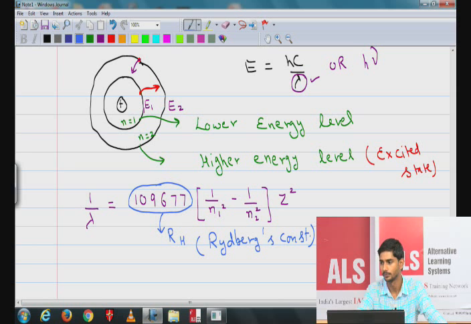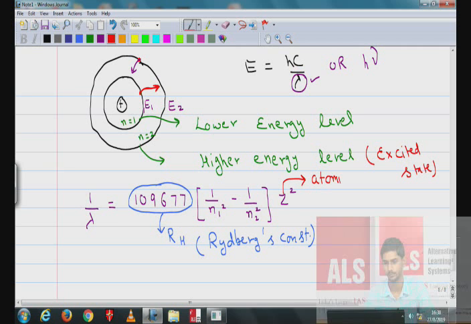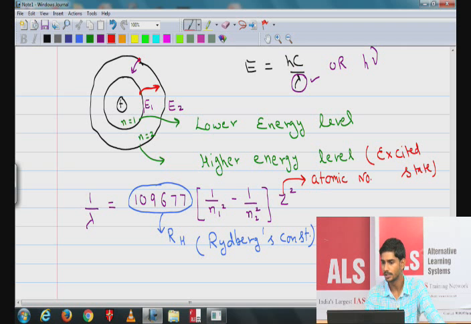Okay, Sisipu. So what is Z square? Dear, Z is the atomic number. Z is your atomic number. This is the atomic number. Sisipur, kindly write your doubt. What's your doubt?